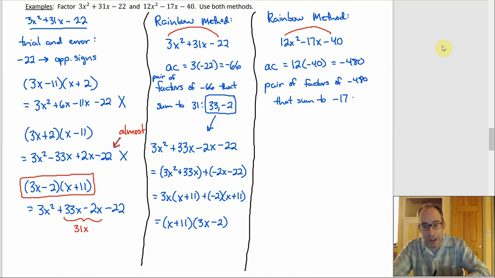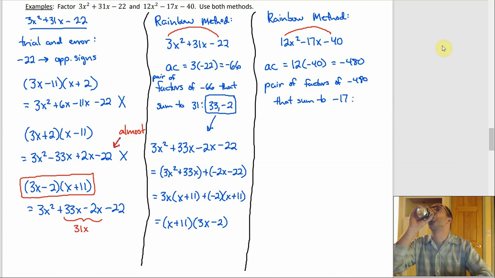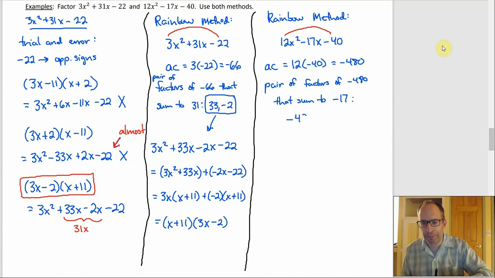So I guess then we can try some stuff, right? And you say, well, how can you get a negative 480? And remember, they got to add up to a negative. So they're going to be opposite signs to get the negative 480. But then the negative's got to have the bigger absolute value because they add up to a negative number. The first one I would think of, even though it's clearly not going to work, would be negative 48 and 10. Now you multiply those together, you get negative 480. But they add up to negative 38. Doesn't work.